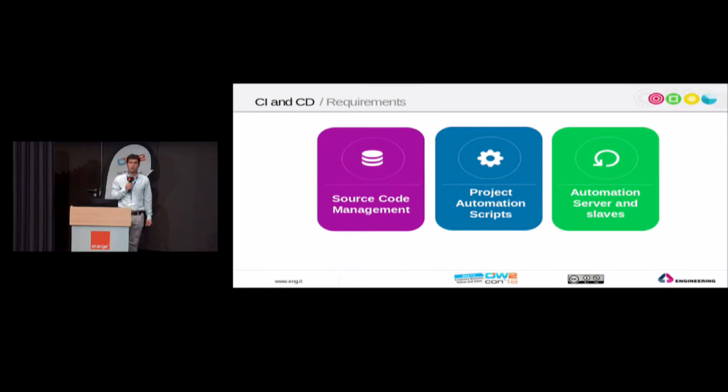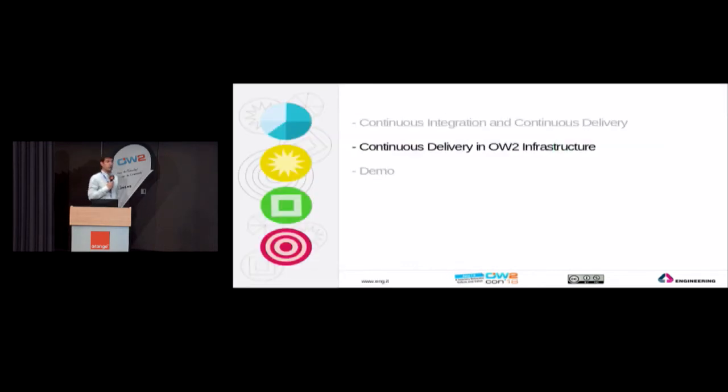To implement this practice, these are the three main requirements. We need to have the source code in a source code management system. We need our project to be built with automatic scripts, so these scripts can run on the local machine and also on the server. And we need a server and slave to execute these automatic scripts. Now I show you that these requirements are supported by the OW2 infrastructure.